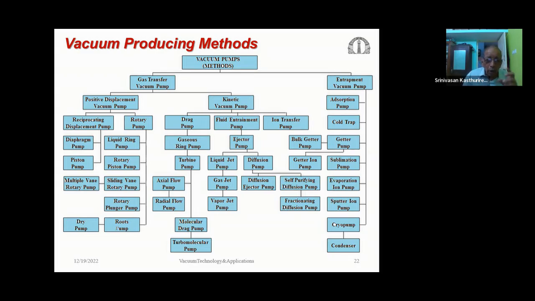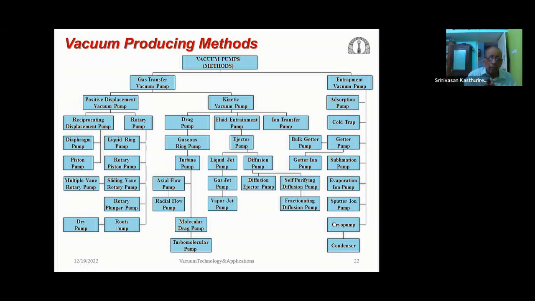There are pumps like reciprocating displacement and rotary pumps, etc., that fall under the category of positive displacement pump. Your diffusion pump, turbo pump, and then gas jet pump, liquid jet pump, etc., form the kinetic pumps. In the entrapment pump, you normally have adsorption pump, cold traps, getter pump, sublimation pump, etc., or cryo pump. All these fall under the category of entrapment.